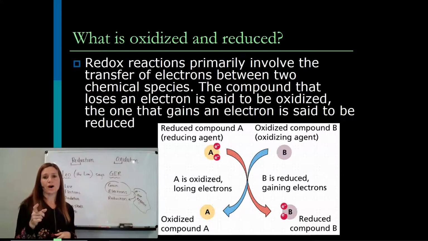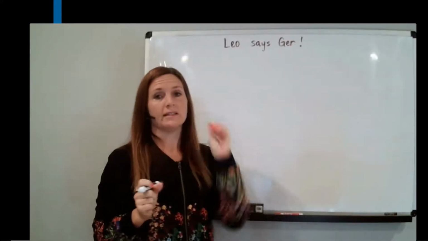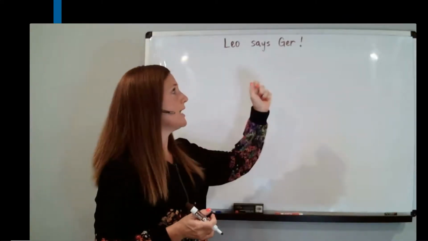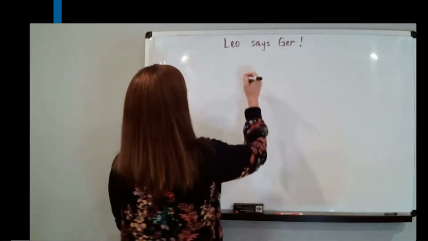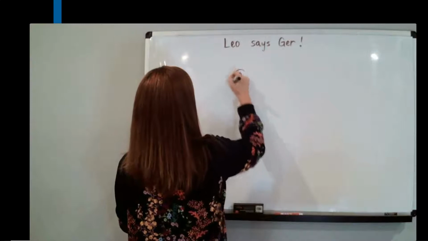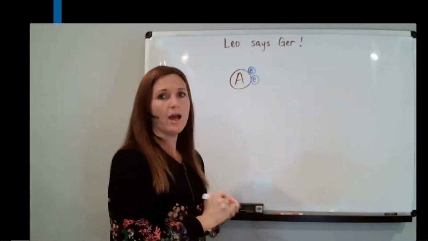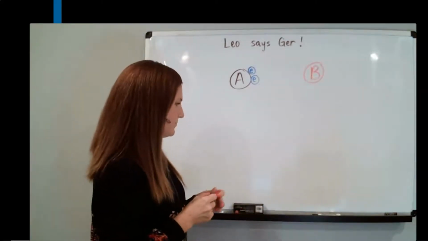Okay, we're going to draw this one time, and I want you to draw it with me because drawing helps organize it in your mind. So this is not a take a picture moment. This is a draw moment. So we're starting out by remembering that Leo says grr. Okay, we're going to remember that when we lose electrons, we are oxidized. When we gain electrons, we are reduced. So we're going to start with the compound. Compound A has electrons. Okay, compound B does not yet have electrons.